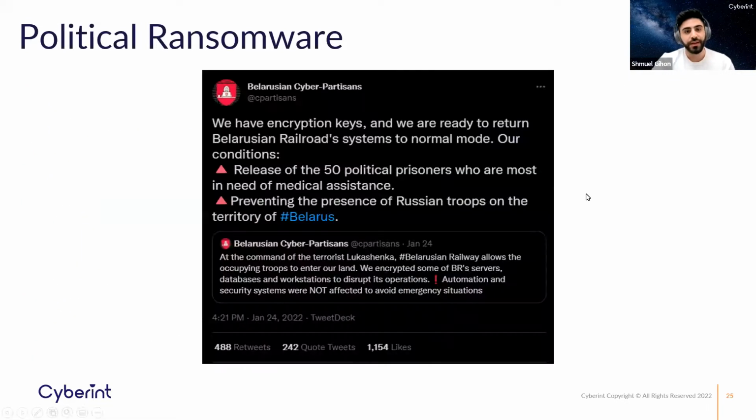Moving forward, we can see that this is the Belarusian cyber partisans Twitter account in which they have presented their demands. You can see that there are a lot of retweets, a lot of tweets, a lot of likes. So this is something that they didn't hide or anything. They just showed it and they were pretty proud of it.